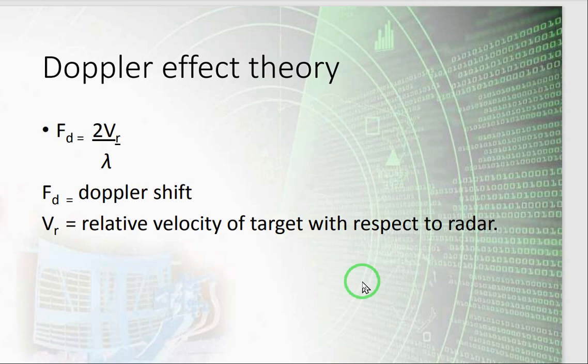Here is a little recall of the Doppler effect theory. The frequency is equal to 2v over lambda. Here Fd is the Doppler shift, v is the relative velocity of the target, and lambda is the wavelength of the source frequency. So that is the Doppler formula.